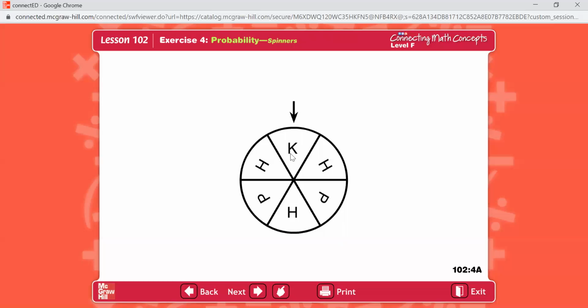Now, what is the probability fraction for H? 1, 2, 3 H's are on this wheel. So the probability would be 3 out of 6 in all. What's the probability fraction for P? There are 2 letter P's, making it 2 out of 6 in all. Each time you spin the wheel, you take a trial.